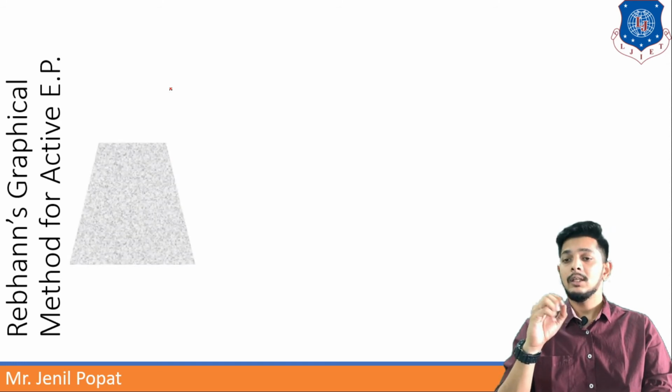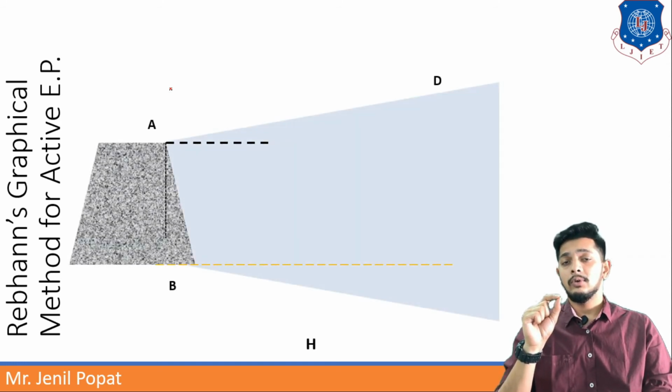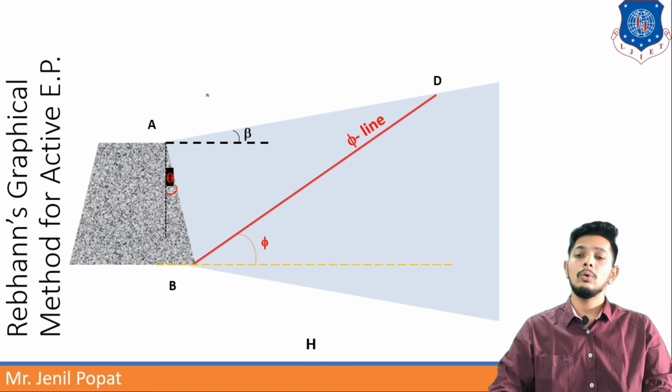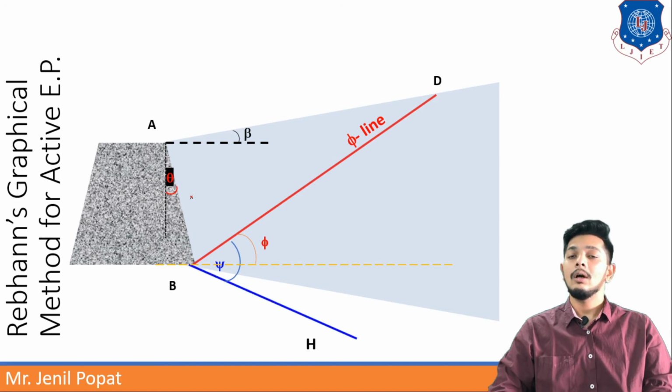Let us understand this. If this is my retaining wall, first of all, we have to draw two lines. First line AD, that is the ground line with angle beta, and second, line BD, that is the phi line. So we have to draw the ground line as well as the phi line as AD and BD. Now this retaining wall has some inclined angle theta here. Now we have to draw a psi line which makes angle psi with line BD. That line will be named BH.